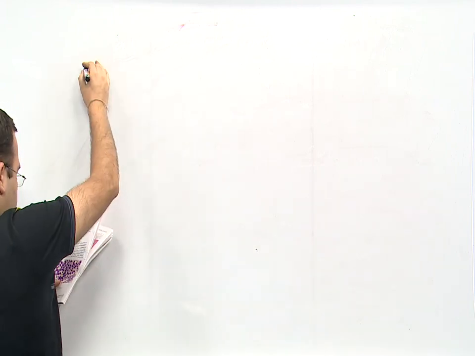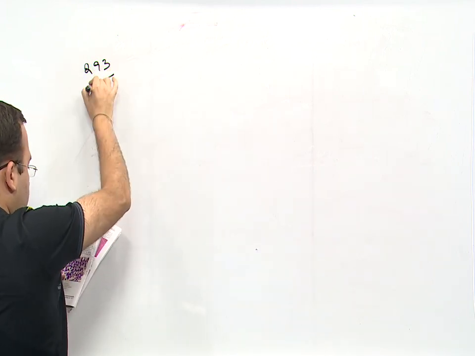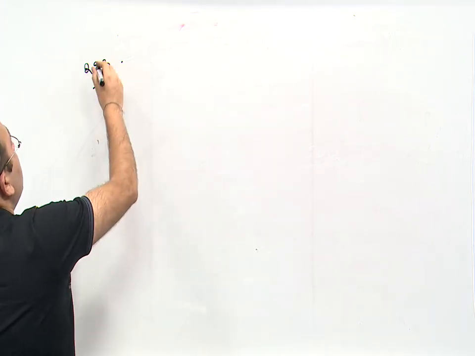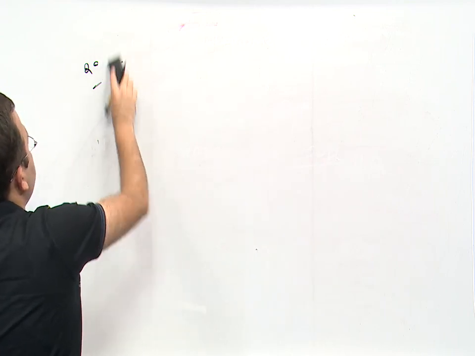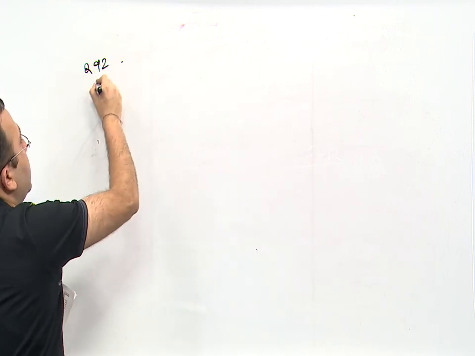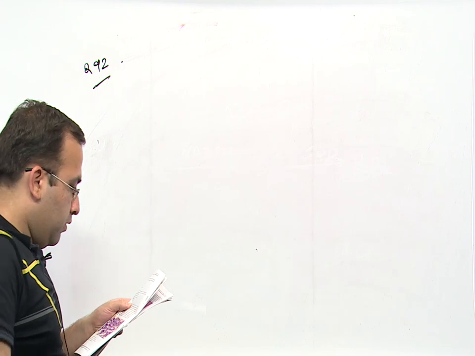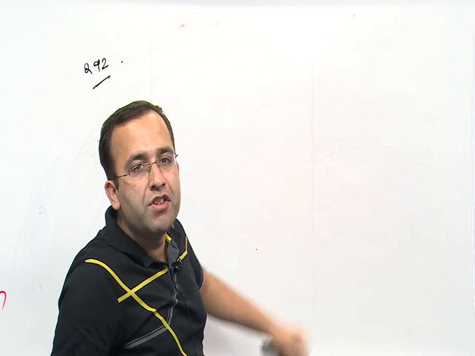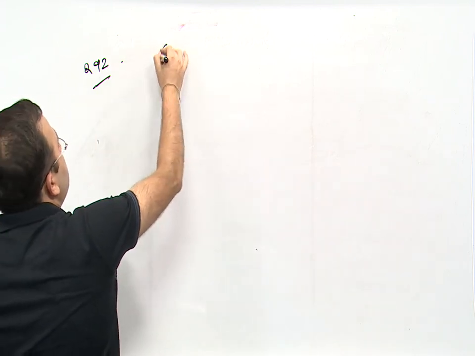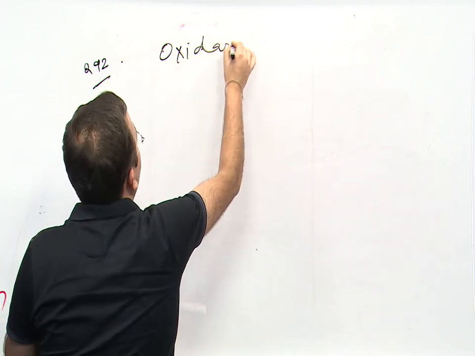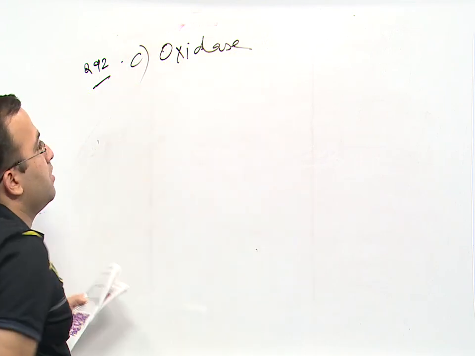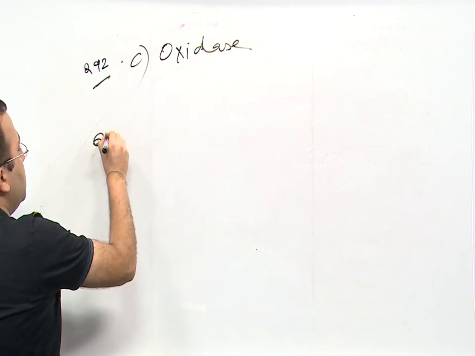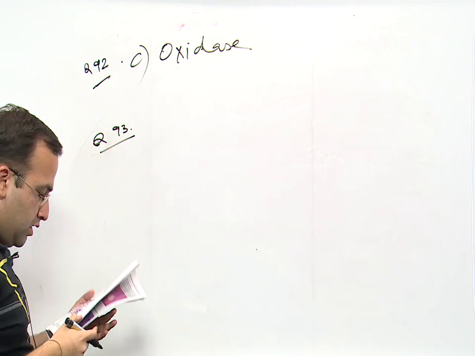This gets us to the next question, question 93. Oh, I think I skipped one. Question 92, my mistake. Which of the following is responsible for the oxygen burst? We have just seen the whole pathway. So the oxygen burst is mediated by oxidase, which is option C. Next, this gets us to question 93.